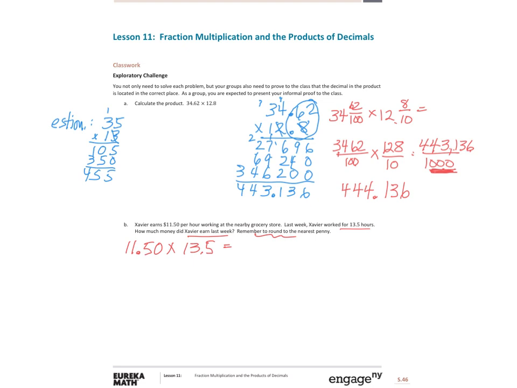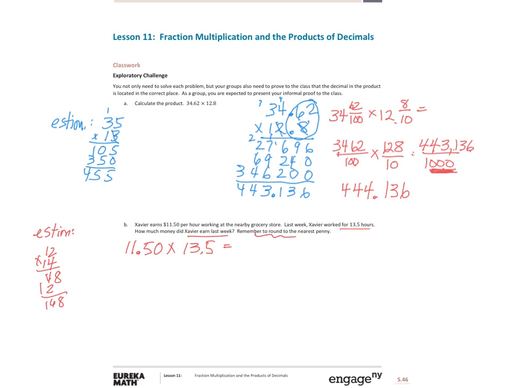I'm going to do a little estimation over here, a little rounding to see if I'm close. So 11.50 would round to 12, and 13.50 would round to 14. So just to multiply those out, I get 8, 4, 2, 1, 168. So I'm going to get something close to 168.